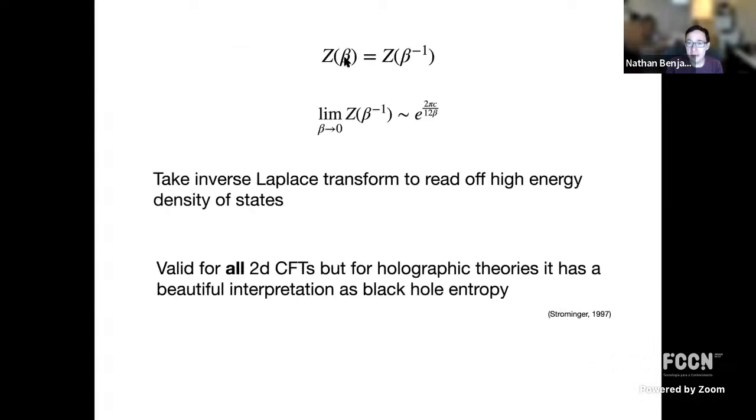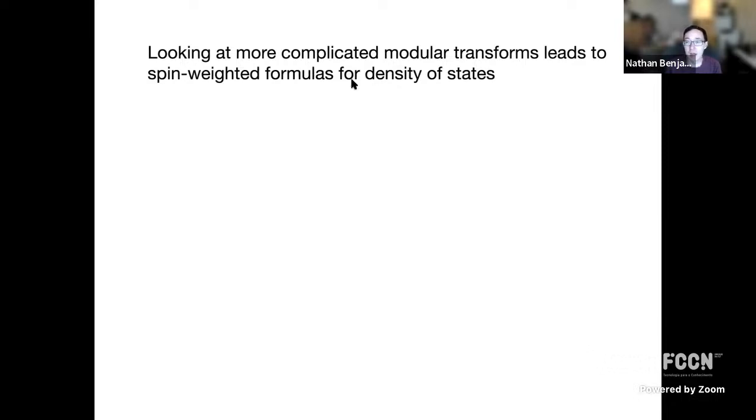So far here, this transformation beta to 1 over beta is called the S transformation. This is one of the elements of SL2Z. But of course, we know there are infinitely many elements of SL2Z. And you could ask, can we learn anything from modular invariance from not just the S transformation, but also more complicated elements of SL2Z? And the answer is yes. You'll learn different data, some more complicated spin-weighted density of states.